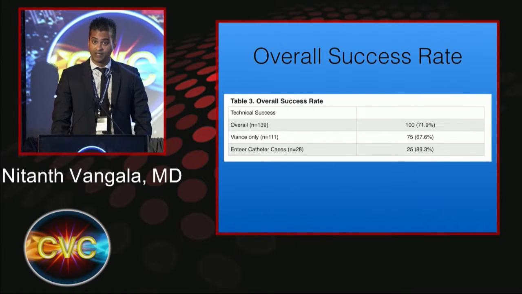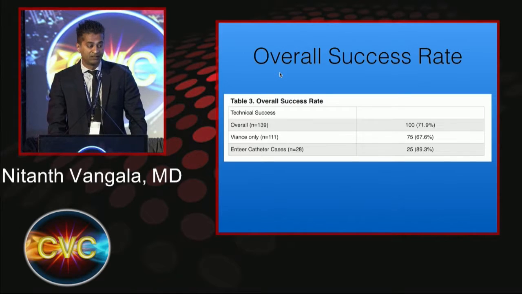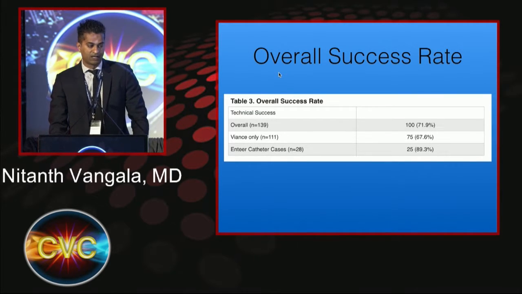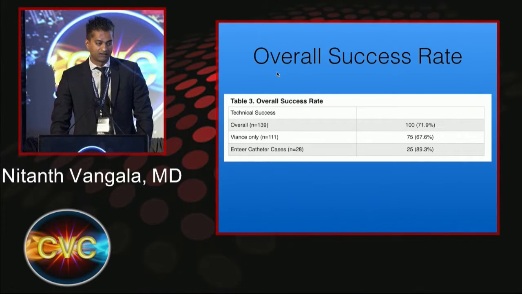This is the overall success rate for the 139 patients with just the Viance catheter. 75 cases were successful, which is about 67%. When the Enteer catheter was used with the Viance catheter, there were 25 cases, and those had an 89% success rate.